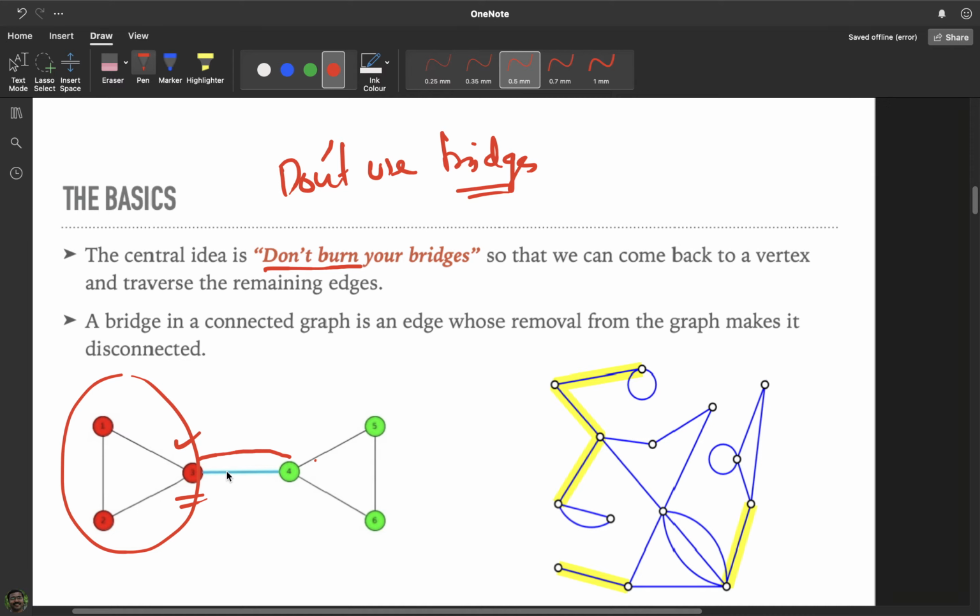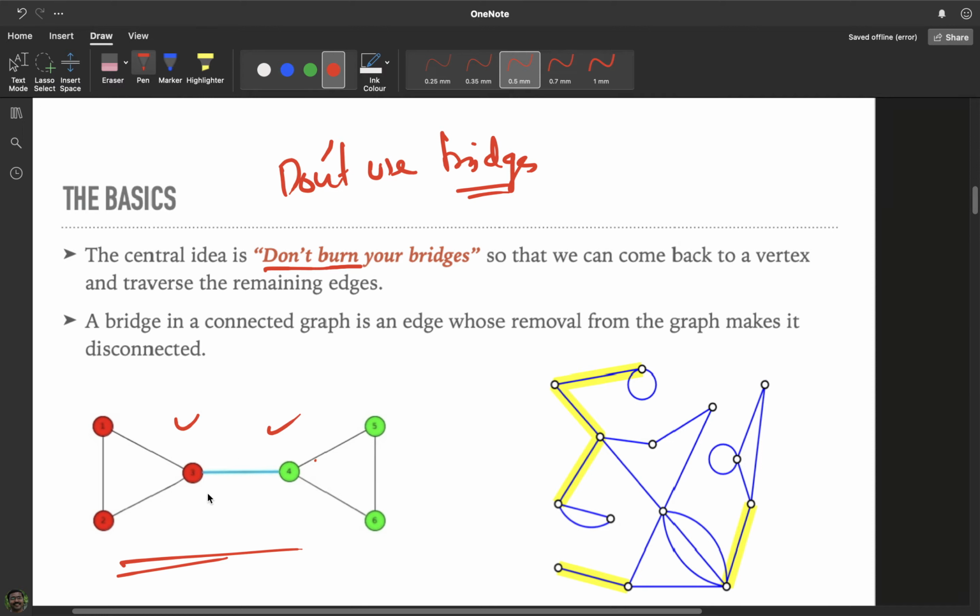This particular graph will not contain an Euler circuit, but it will contain an Euler path because there are only two vertices of odd degree, and all other vertices are of even degree. Even when you construct an Euler path or a unicursal line, don't use these bridges in the first instance. This will contain an Euler path because there are exactly two vertices of odd degree.